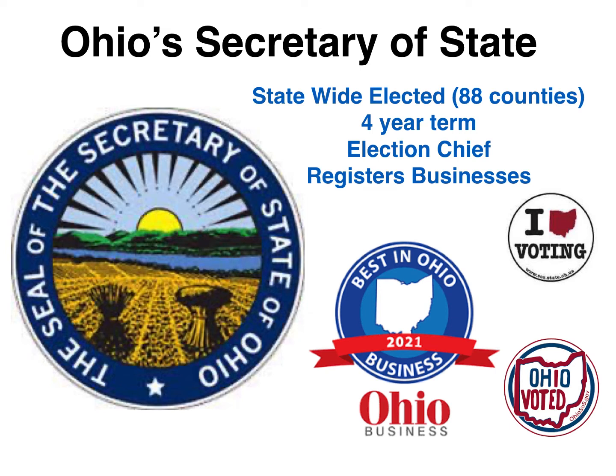So, question, can the governor fire the Secretary of State of Ohio? The answer is no, because the Ohio Secretary of State is elected just like the governor is elected. The governor can't fire the lieutenant governor. The governor can't fire the Secretary of State. They're all elected on their own.